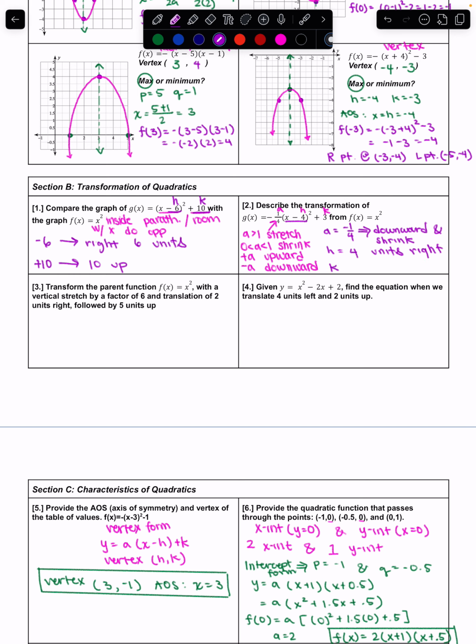And then our k value is outside of the parentheses, and we just take it at face value, okay? So we have 3 units up. If it was minus 3, it would be 3 units down, but because we have plus 3, it's 3 units up. Okay, so go ahead and box your answer.